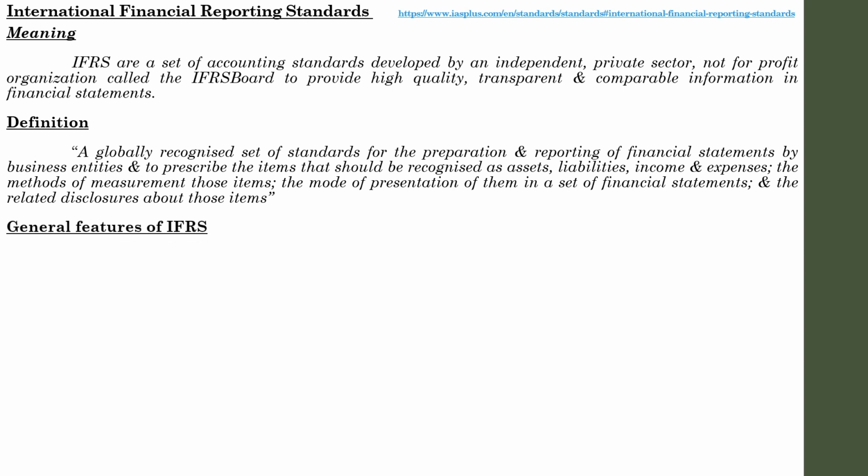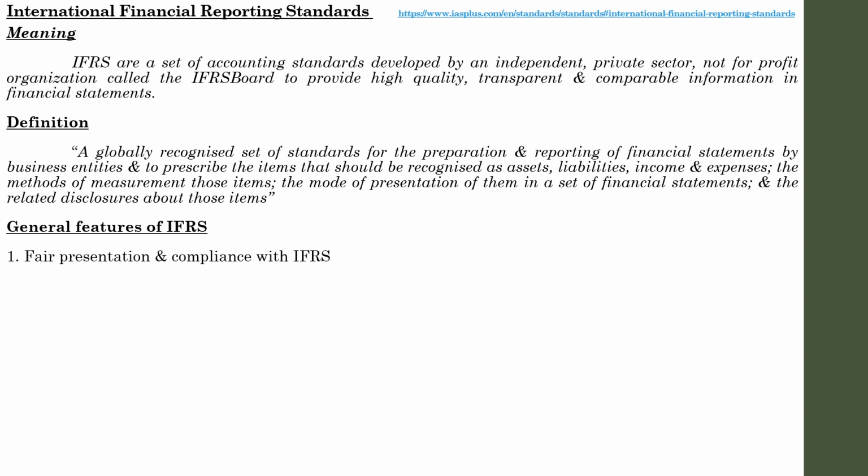So let us go to the next area. What are the features of IFRS? The following points which we are going to discuss are known to everyone, so anyway, let us go through them. First one, fair presentation and compliance with IFRS.